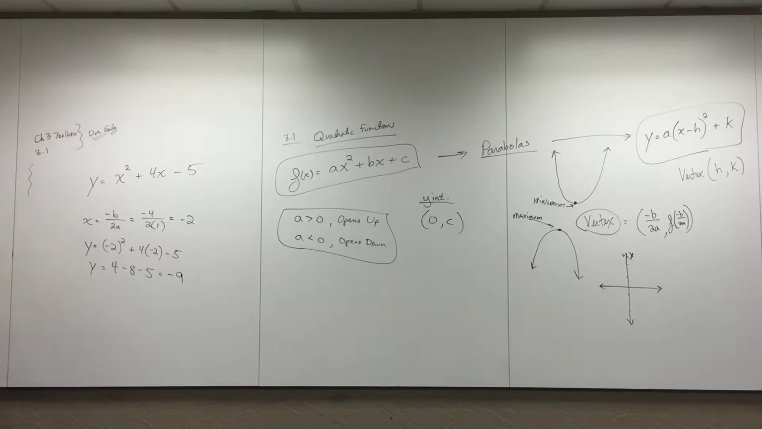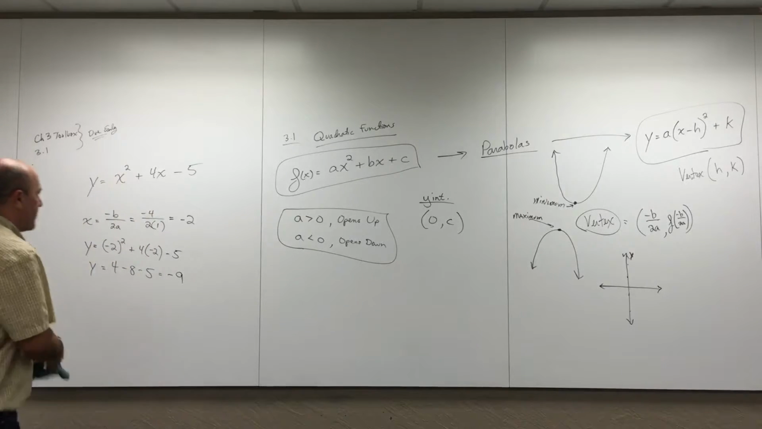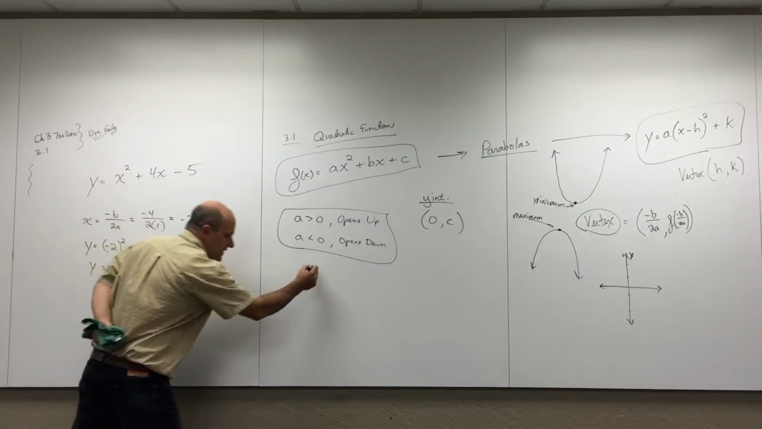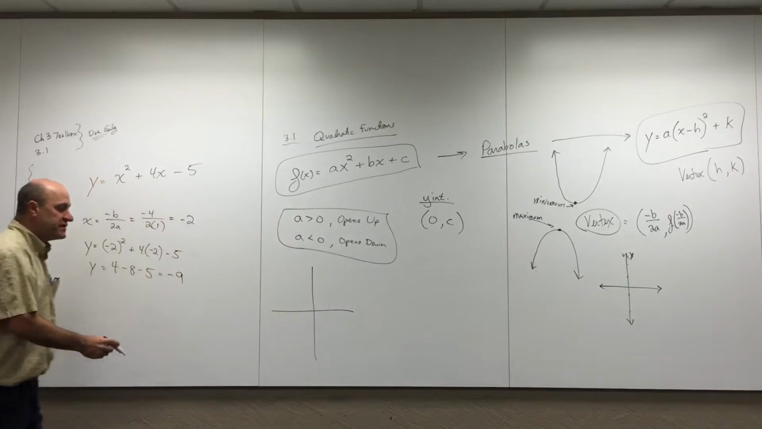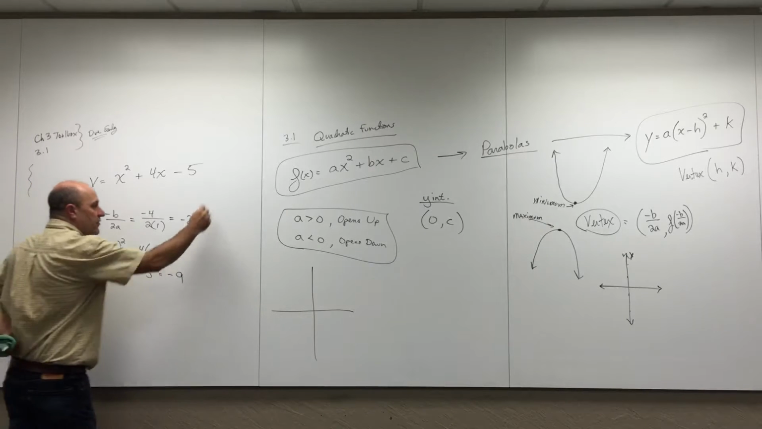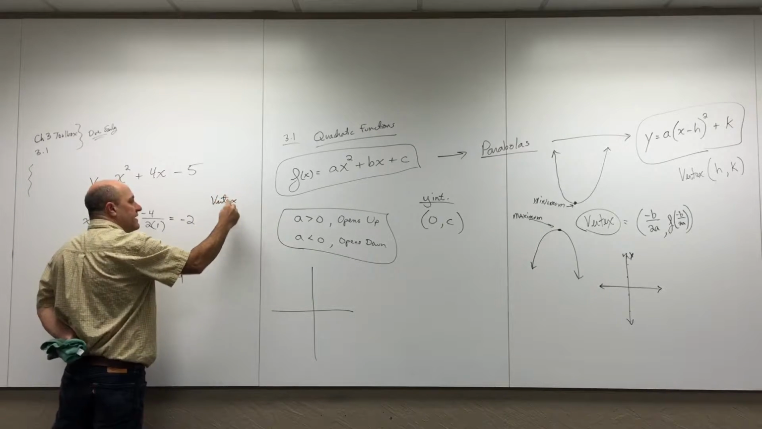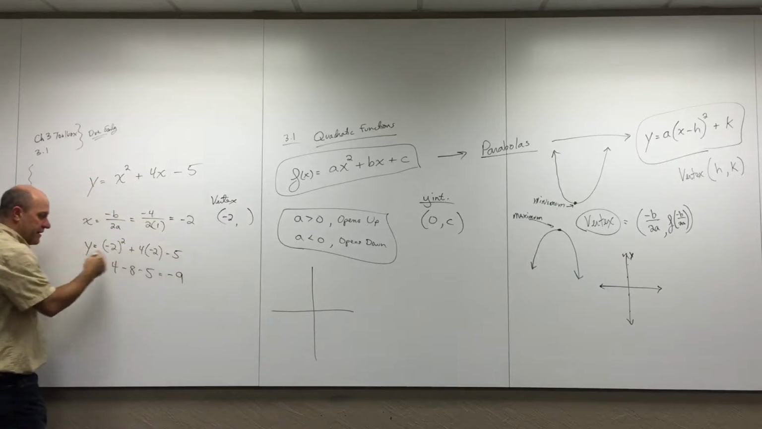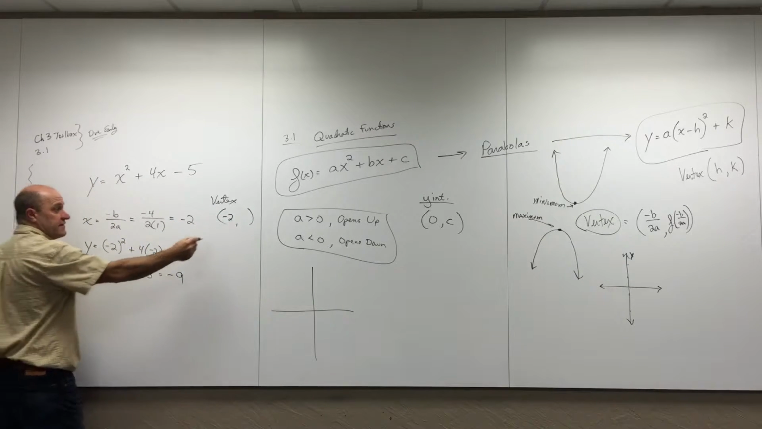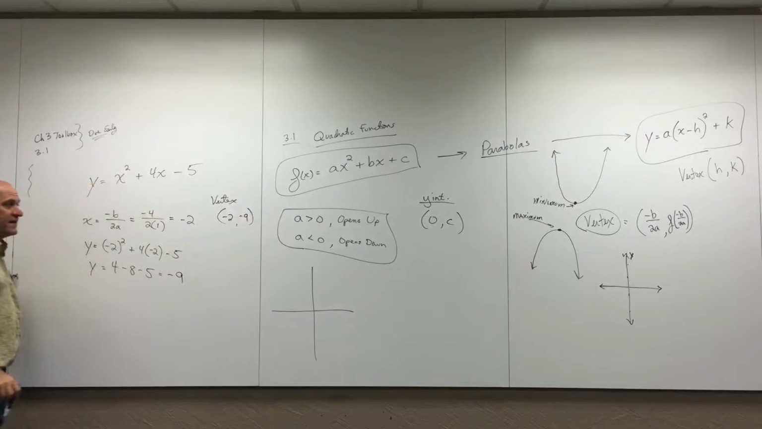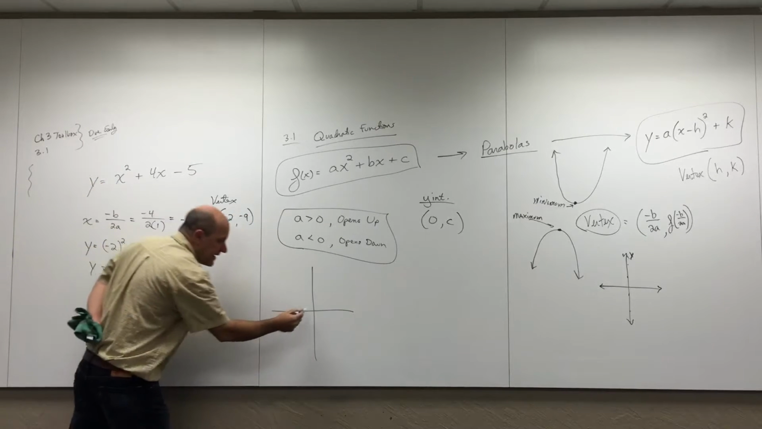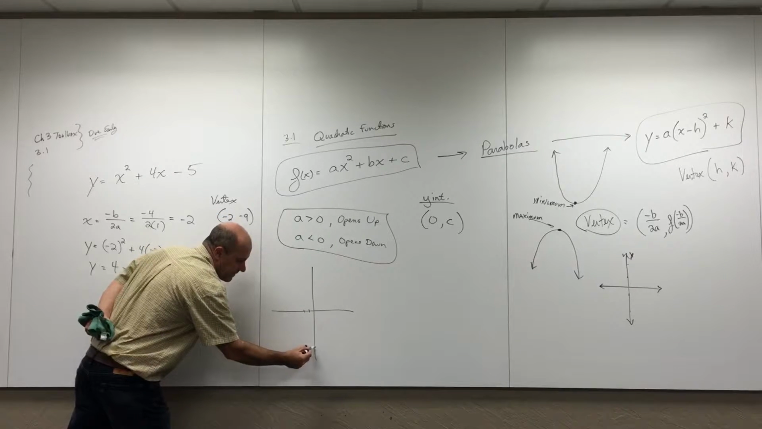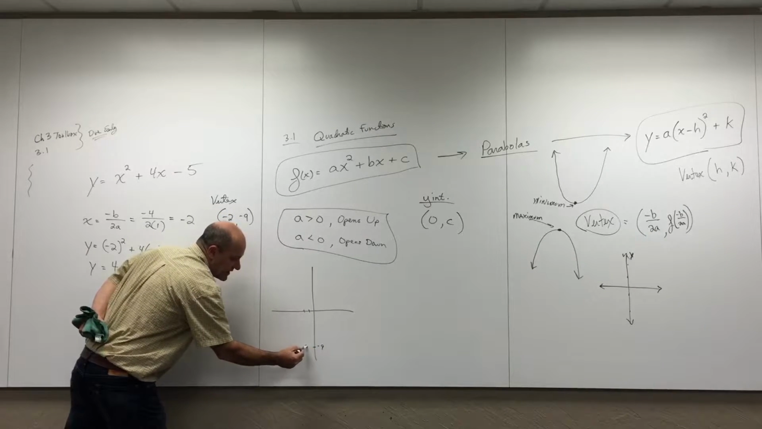Man, I know so much now. Here, I can sketch a quick graph of this so easy. You ready? Here I go. Where's the vertex? The vertex is this point, and it is negative 2, negative 9, I guess, if I did that right. Let's find that. Negative 2, negative 9. Okay, right there. There it is. That's the vertex.